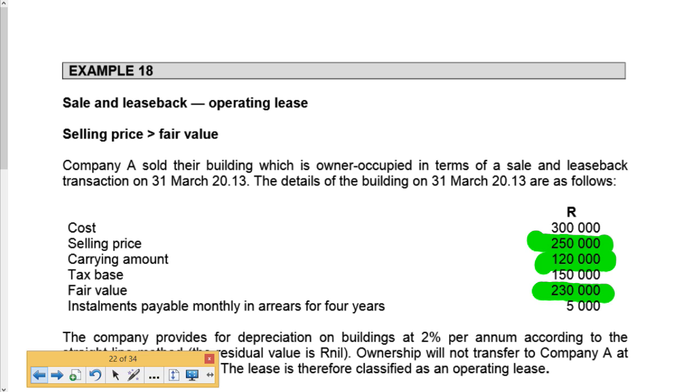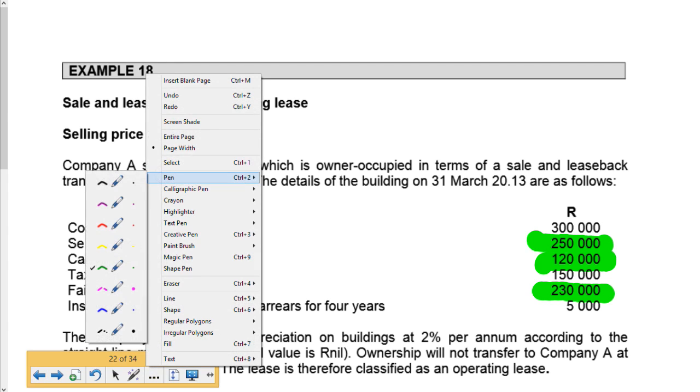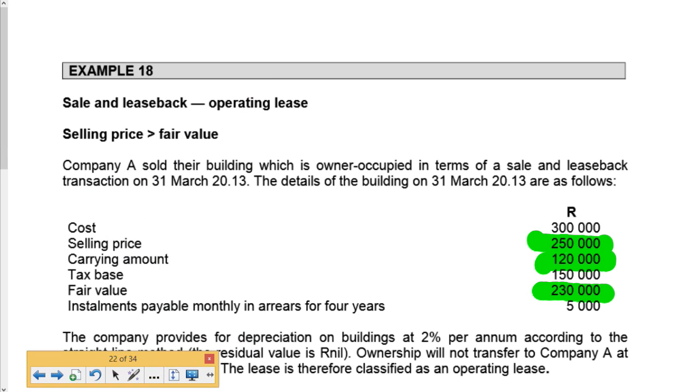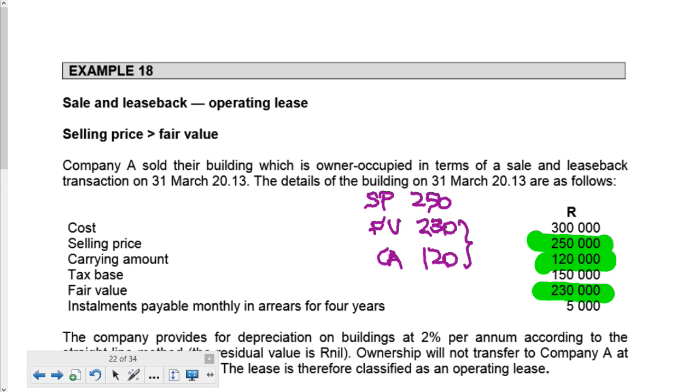I like to just put the numbers in order. So carrying amount is usually at the bottom, and in this case we have fair value next, and we have selling price at the top, and we have 90 there, 20 there.